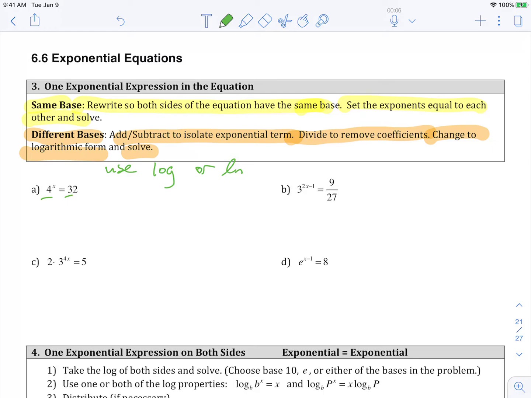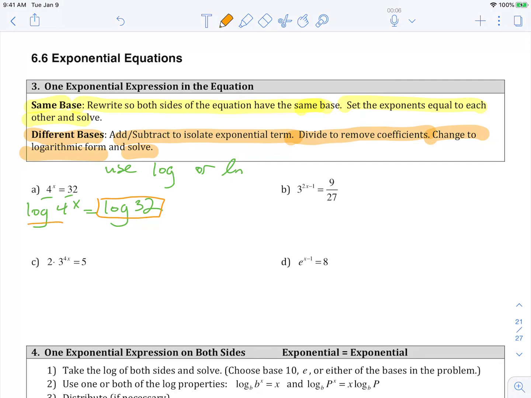So 4 to the x is equal to 32. This one I'm feeling a little log here, so I'll do log. So I'm going to take the log of both sides. So log of 4 to the x equals log 32. And log 32, this is a number, right? It's not something we're going to solve. We don't solve for log. This is going to be a number.